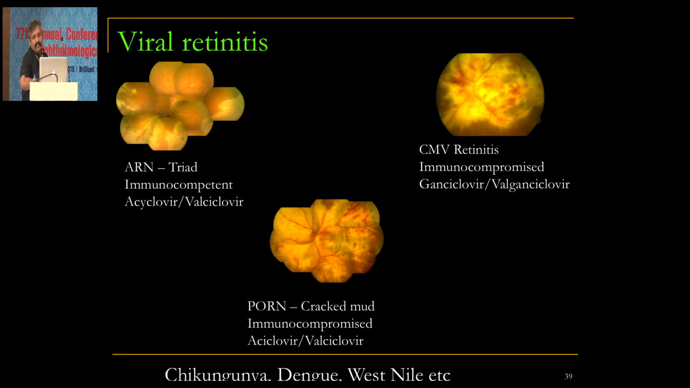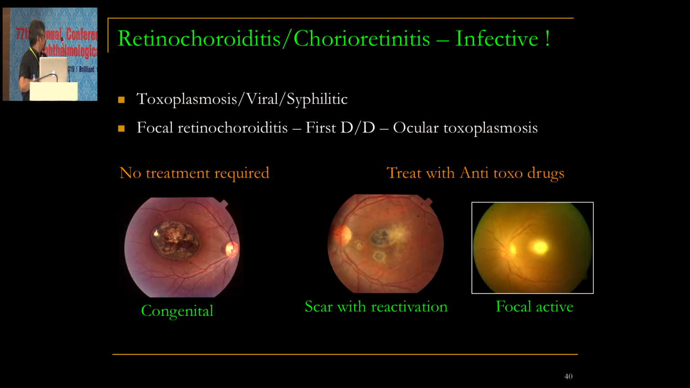This is one thing that they might ask in exams: the difference between CMV retinitis, PORN, and ARN. One is in immunocompetent patients, one is in immunocompromised, one has vitritis, one is in the periphery, and all that. So read about it. This is typical ARN, treated with acyclovir or valacyclovir. This is CMV retinitis in the immunocompromised, and this is PORN, with a cracked mud appearance.